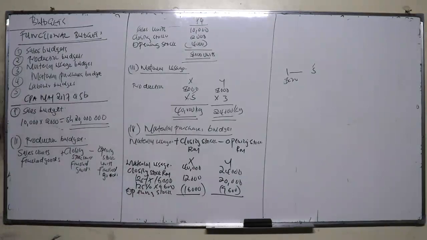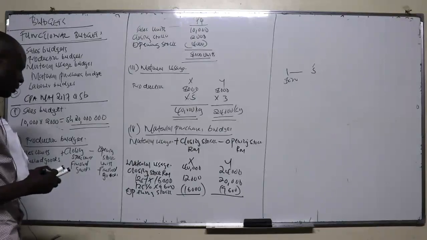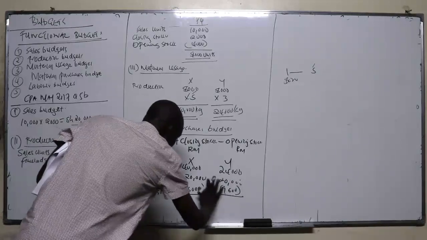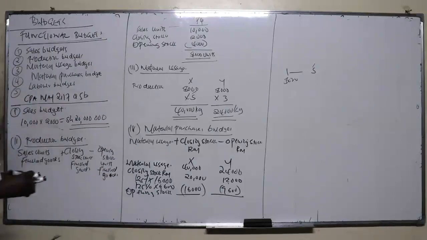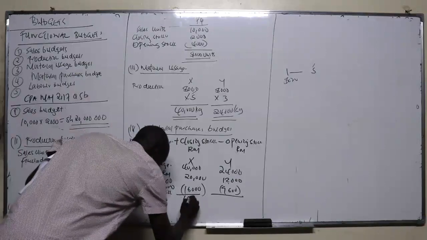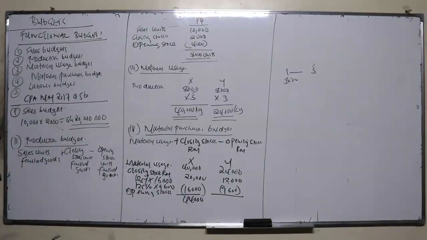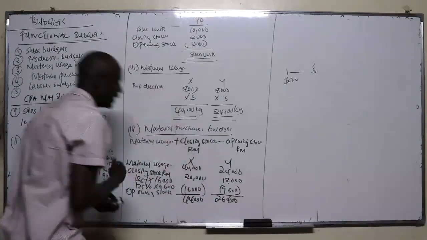Sorry? Vice versa. This is 20,000. And this other one is 12. So, when you subtract, 44. And the other one, so this is in kgs.